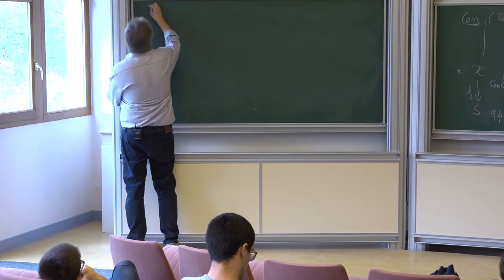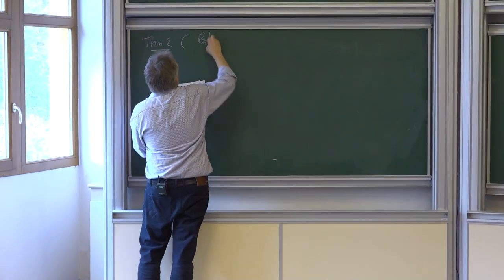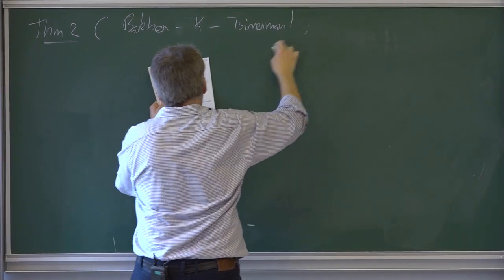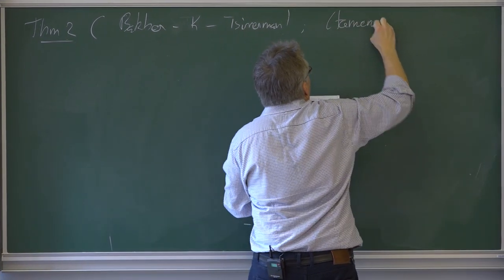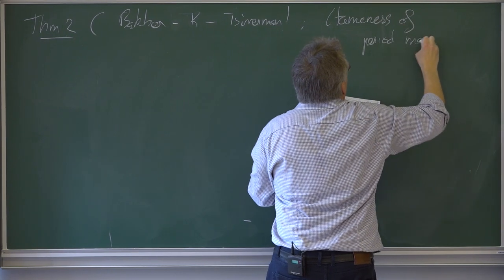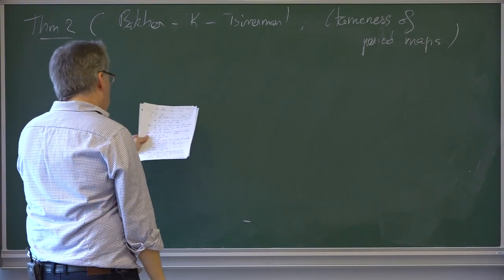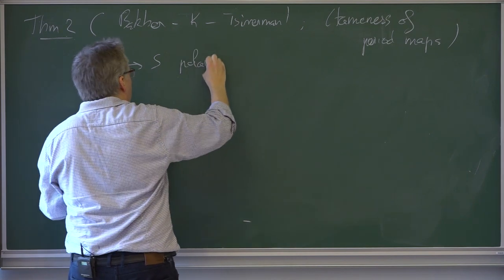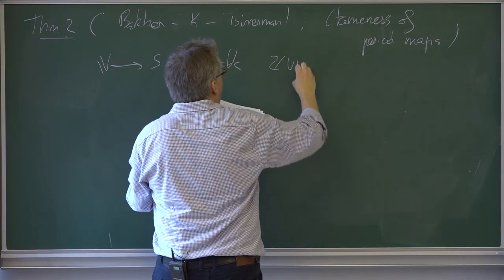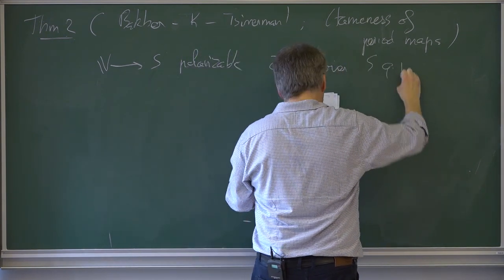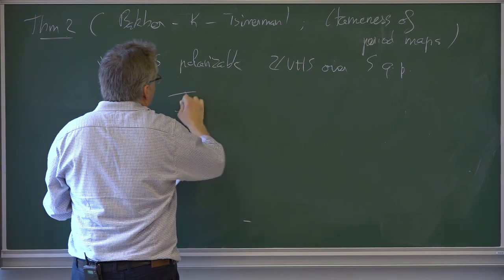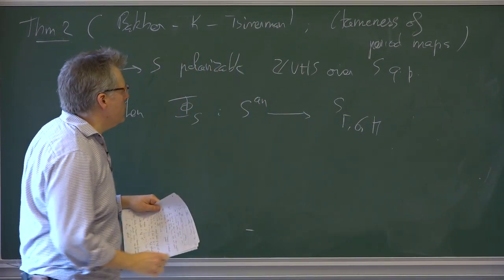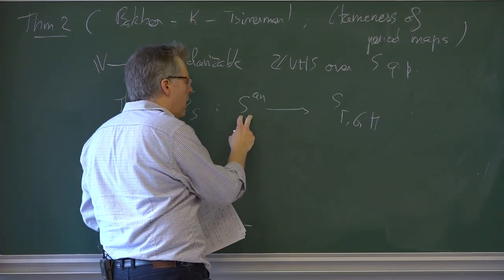Okay? So what is theorem two, still by Baker, myself, and Timmerman, is the tameness of the period map. Those guys are wild, they are complex analytic, but now we have proved that the target is tame. The result is that if you start with any polarizable variation of a structure over S quasi-projective, then the period map phi S from S an to S gamma GM, of course this guy has a real algebraic structure, and this guy has an R-alg structure too.